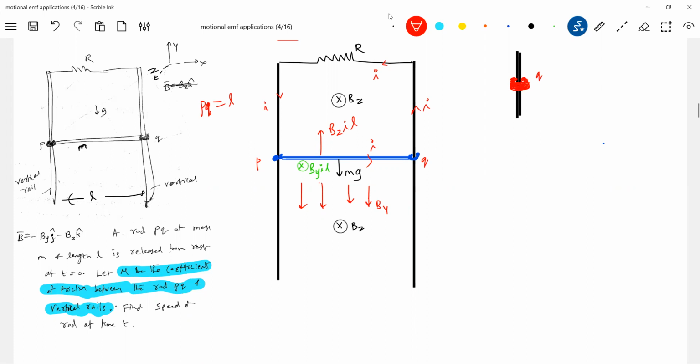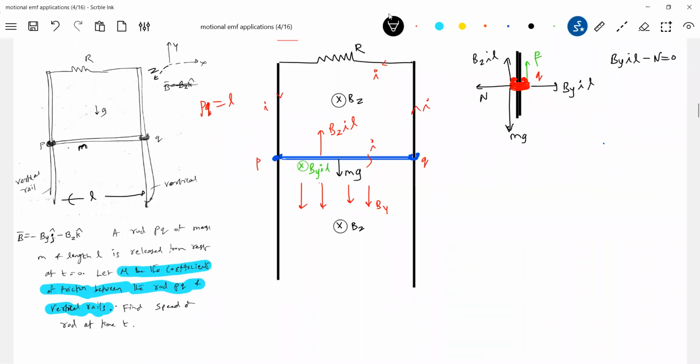BY I L will be like this. So the normal contact will be like this. The weight mg will be like this. Next BZ I L will be like this. How should the friction act? Friction should act upward, no? And what is F? F should be equal to, first, what is N? Actually, the friction will act at both P and Q. I'm showing it only at one point, please do understand.